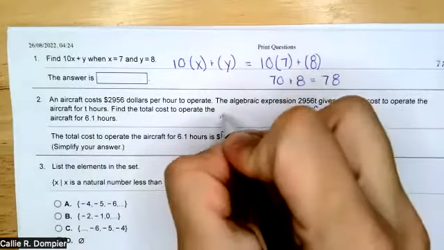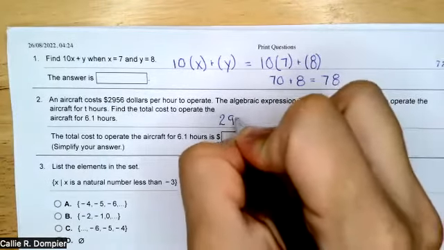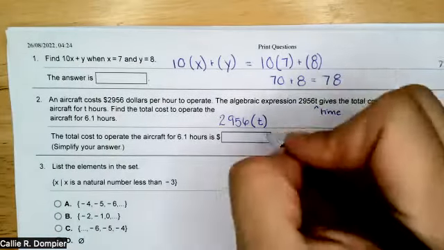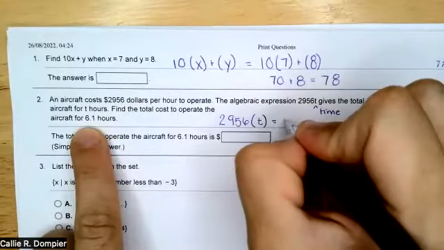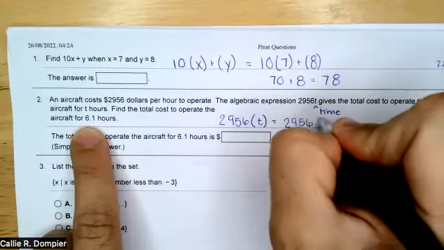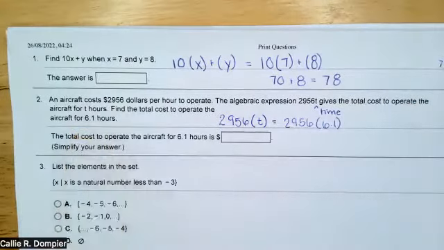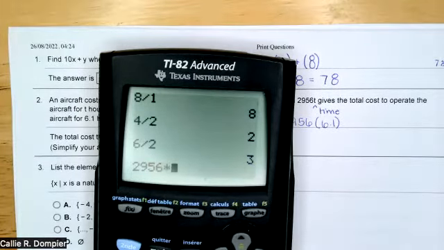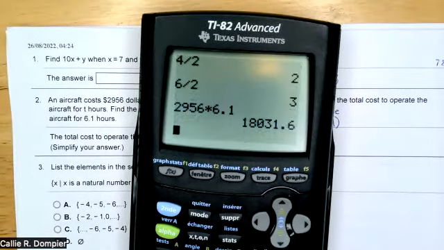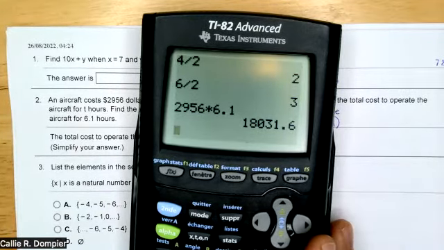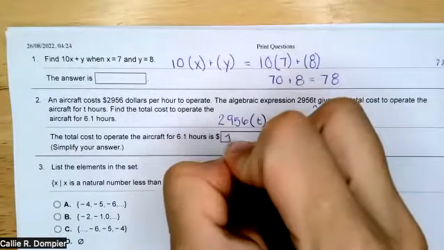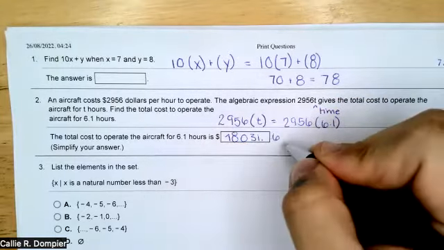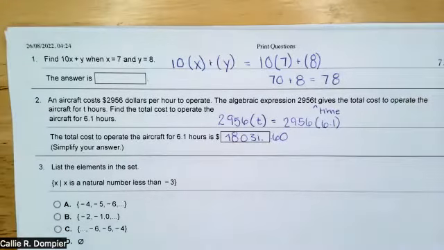Our equation is 2956. And remember, I like to put the variable in parentheses if I know I have to substitute it. And the T is actually 1.6. So it's 2956 times 1.6. And that's all we're doing, okay? Once you multiply that, and you manage to not type anything in incorrectly, you're done. So it's $18,000 approximately. And 0.6, but since we're talking about dollars, you can call it 60 cents, okay?